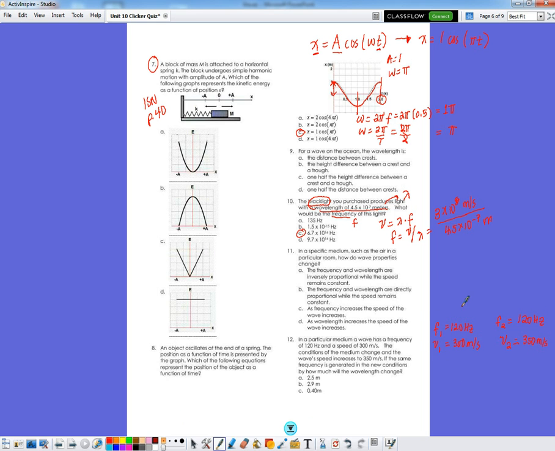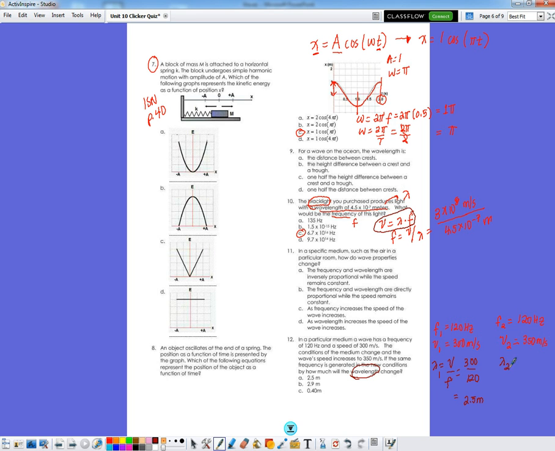Okay, so the question is, if the same frequency is generated in a new condition, how much will the wavelength change? If you're going to calculate the wavelength, using this equation again, we have v over frequency, which is 300 over 120 for the first medium. If we calculate this, our answer would be 2.5 meters.